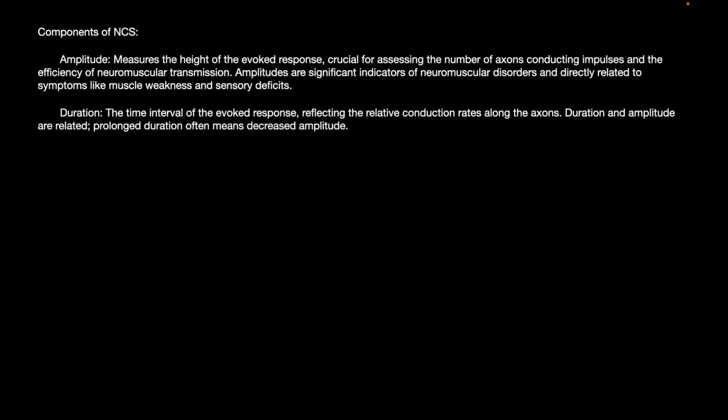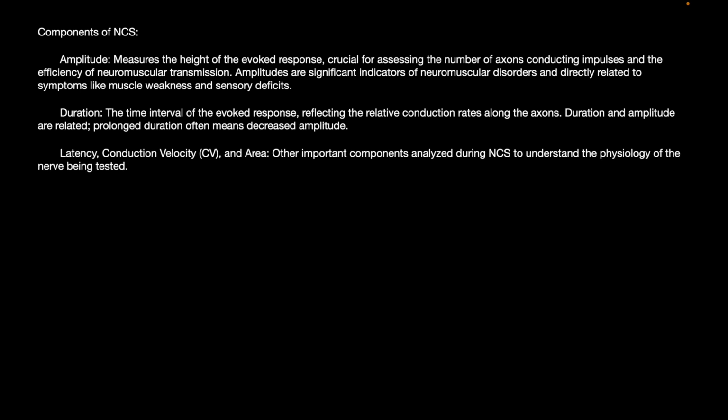Now, what are the components? As we have seen over here, the components are, first, amplitude. It measures the height of the evoked response, and it is crucial to assess the number of axons conducting the impulses and the efficiency of the neuromuscular transmission. The amplitudes are significant indicators of neuromuscular disorders and directly related to symptoms like muscle weakness and sensory deficits. Next is duration, the time interval for the evoked potential, reflecting the relative conduction rate across the axon. The duration and the amplitude are related. Prolonged duration often means a decreased amplitude.